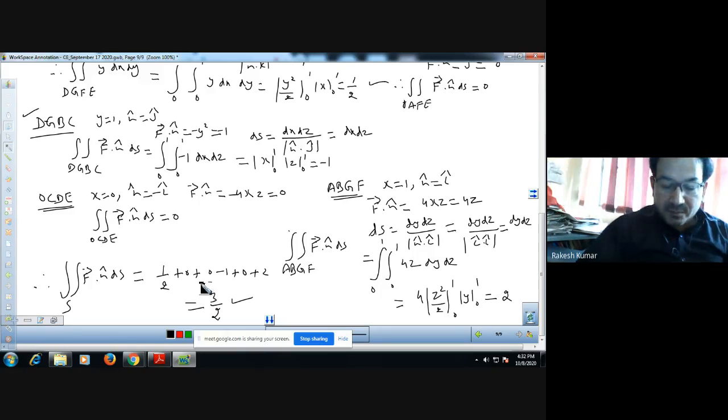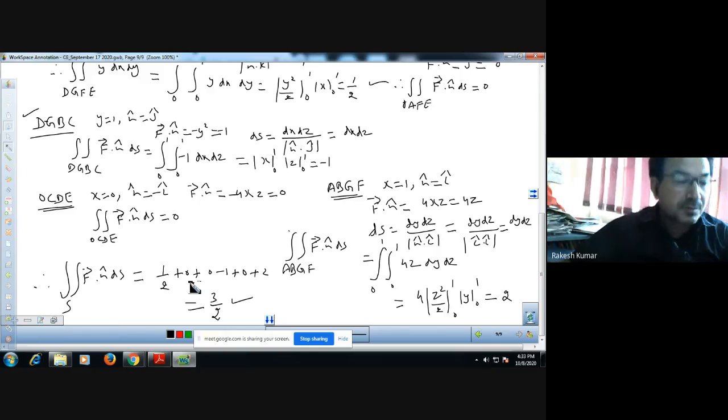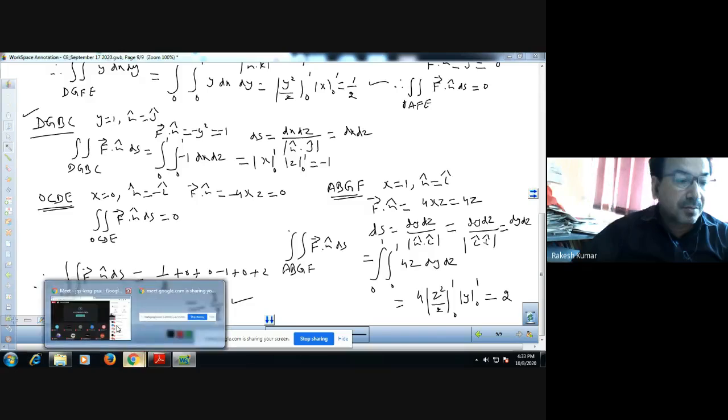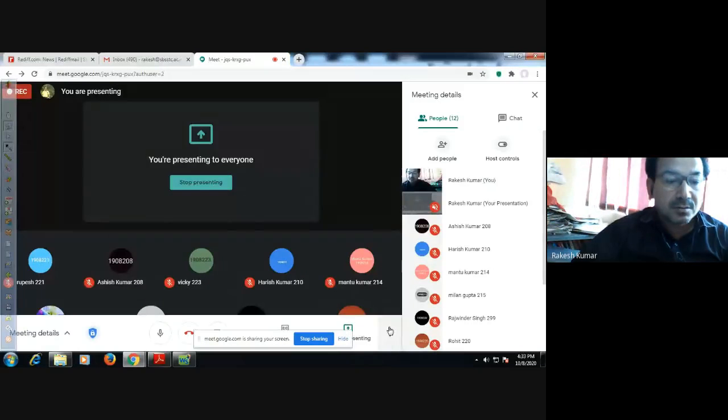So this way we can evaluate the surface integral along the 6 faces of the cube. This is a very important question. And I stopped my class here. We shall continue in the next class tomorrow. Thank you very much.